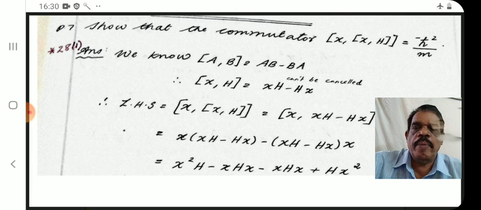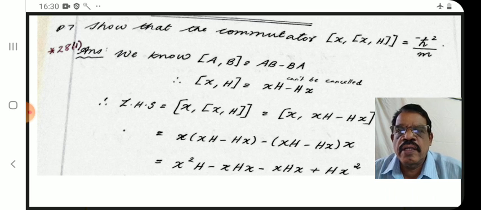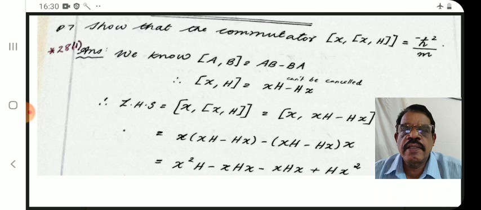Look at the first problem, and you have to carefully study this. Show that the commutator [x, xH] is equal to minus ħ² by r. Perhaps you have tried this problem as homework. I told you in the last class about this. The question is, the commutator [x, xH] is minus ħ² by r.